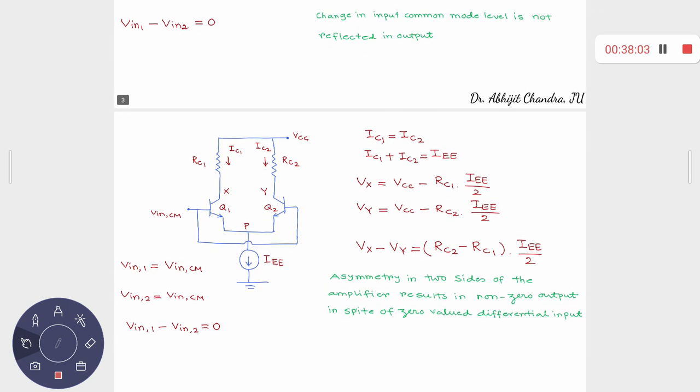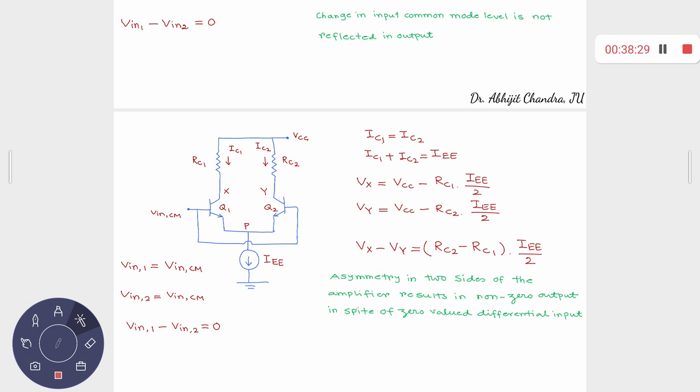Now suppose I incorporate some asymmetry in the circuit itself. What is the asymmetry? The asymmetry lies in the resistance values, RC1 and RC2. As of now, we have said that the left hand side and the right hand side are basically replicas of each other. And suppose we assume that Q1 and Q2 are identical.